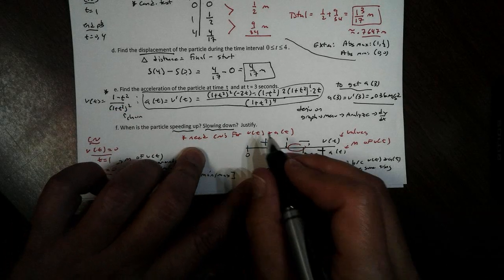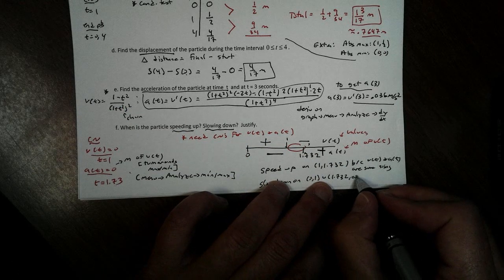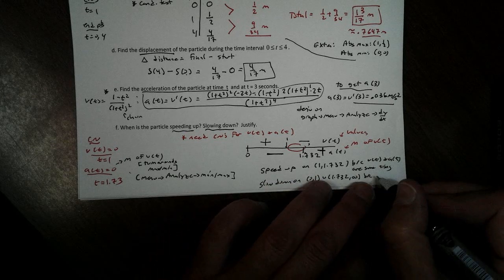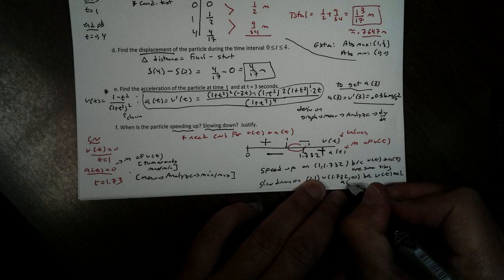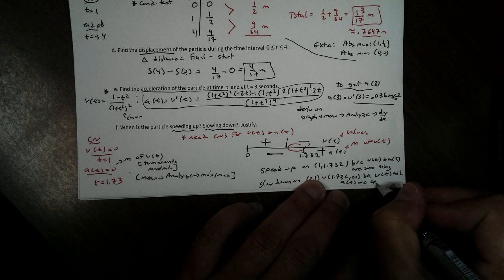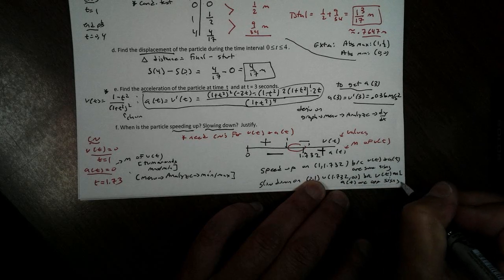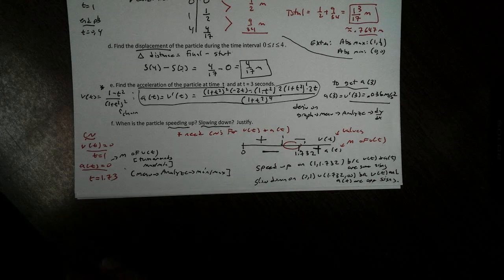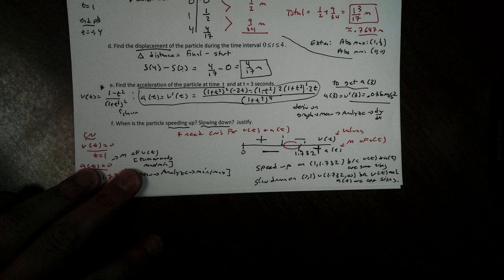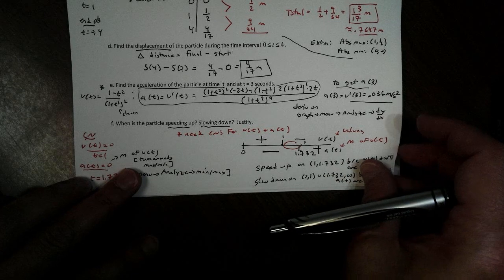0 to 1 or 1.732, there's no restriction on there, to infinity, and that is because v of t, the velocity, and acceleration are opposite signs. Oh man, I way ran out of room on that one. Okay, so anyway, that's how we answer speeding up and slowing down. Very easy to do.